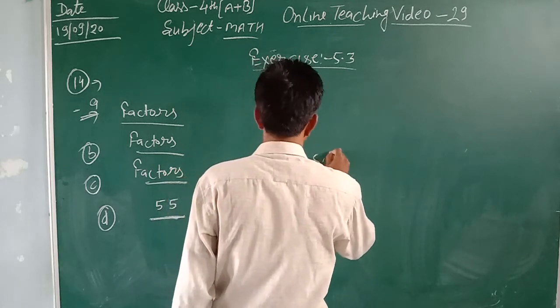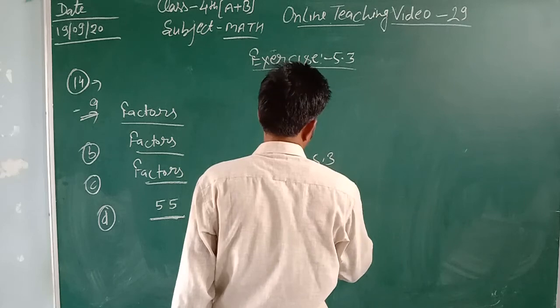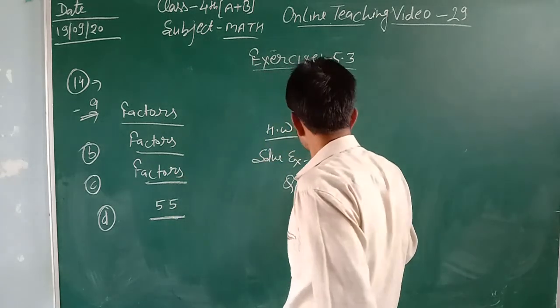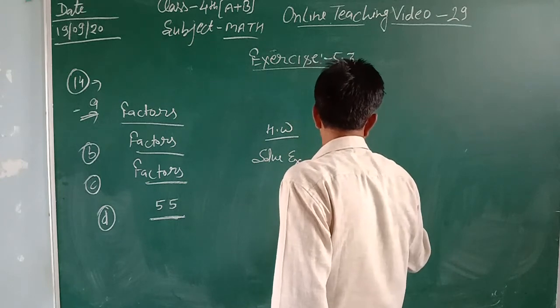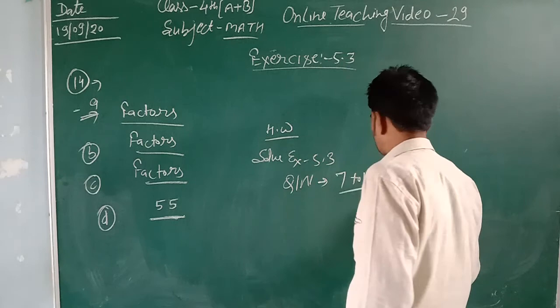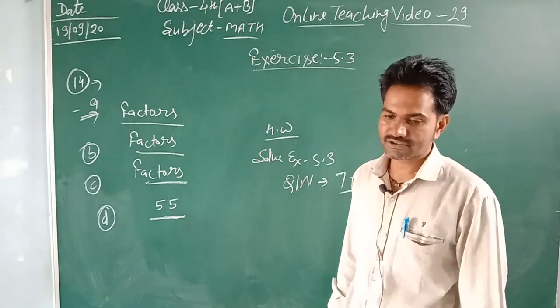Now homework to solve: exercise 5.3, question numbers 7 to 14 fully. आपको 7 से 14 तक सारे क्वेश्चन फेयर नोटबुक पर सॉल्व करना है.